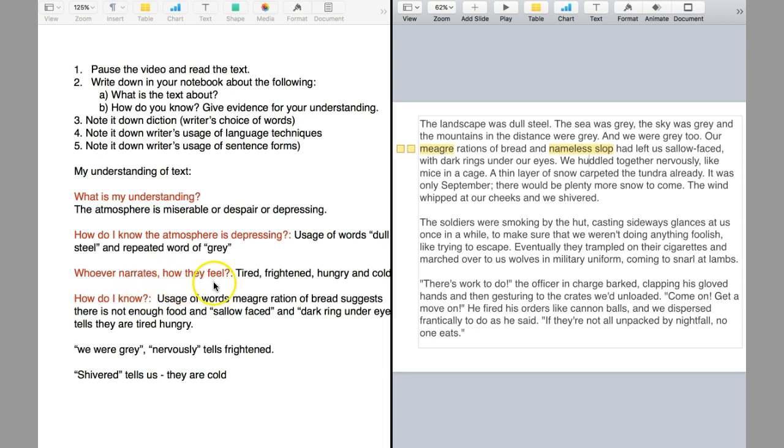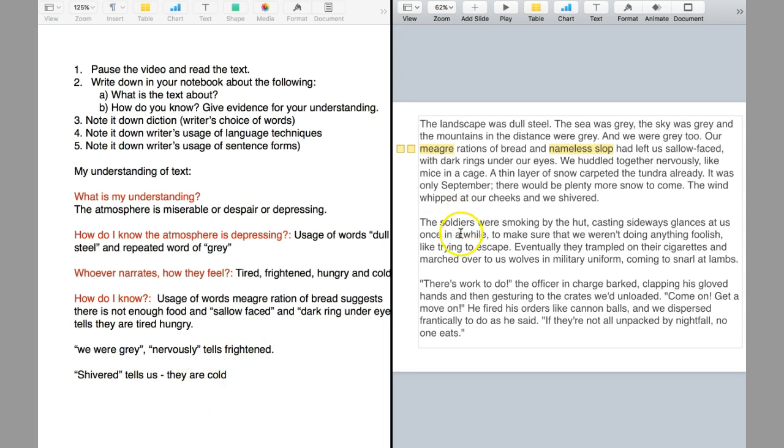Whoever narrates how they feel: tired, frightened, hungry, cold. This is my understanding. How do I know that? The usage of the words "meager ration of bread" suggests there is not enough food. "Shallow faced and darkening under the eyes" tells they are tired, hungry. "Weaver grey nervously" tells they are frightened. "Shivered" tells us they are cold.